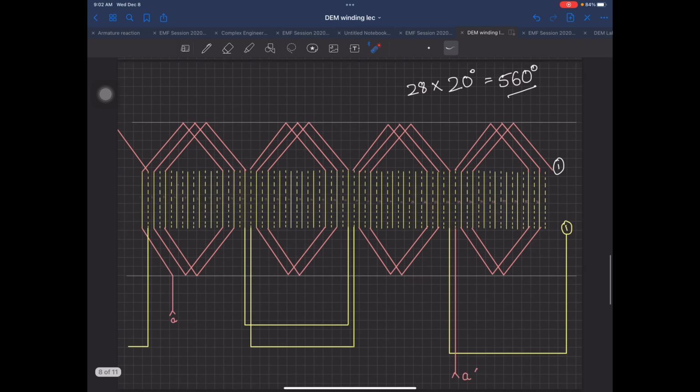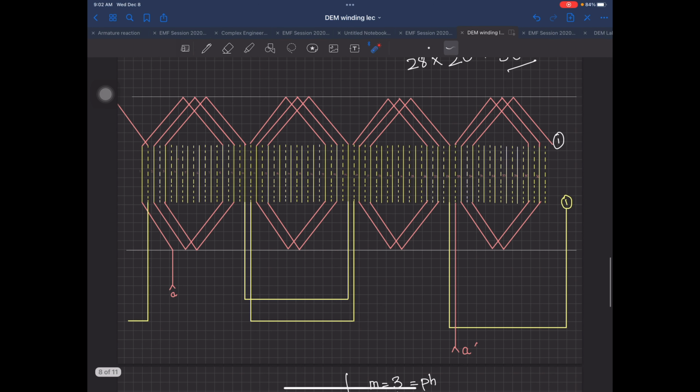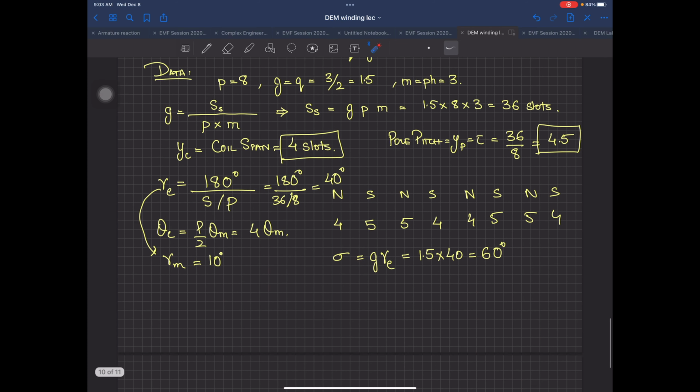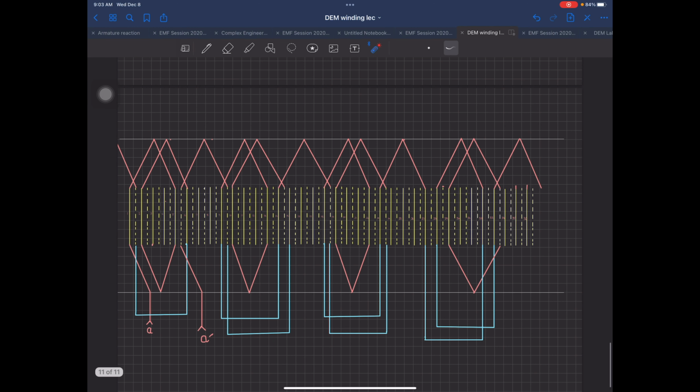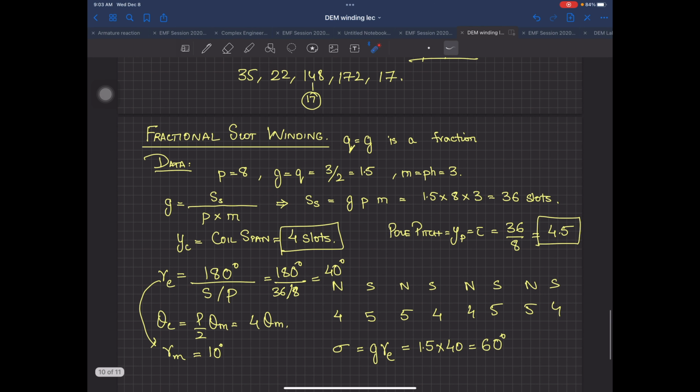Just as the difference came here, it was 560, and the difference was 20 degrees because this is a fractional pitch winding also. This is also working as a fraction because your pole pitch is 4.5, and you are getting approximately a pole pitch of 4.5 and you are doing a coil pitch of 4. So this is called the fractional slot winding.